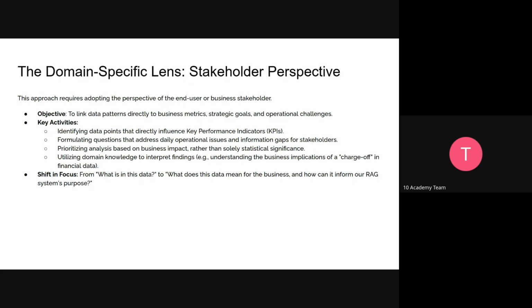So the key activities will be identifying data points that directly influence key performance indicators, or KPIs, and formulating questions that address daily operational issues and information gaps for stakeholders.